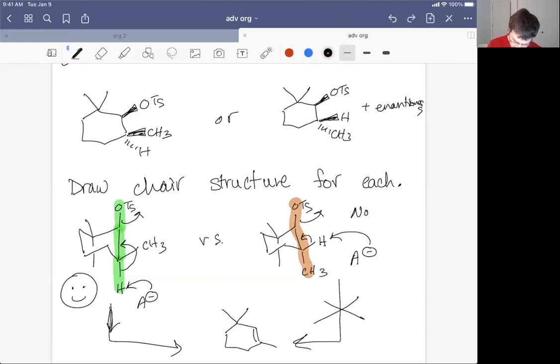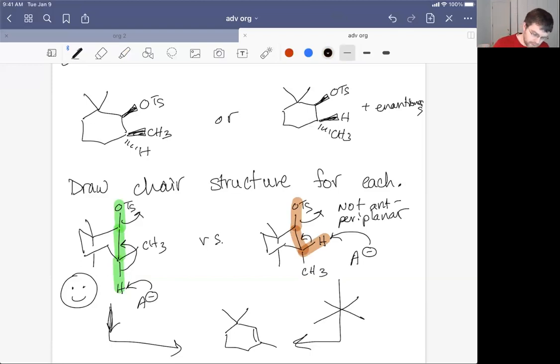And I grabbed too much, or I mean, excuse me, I grabbed the CH3. I meant to grab the H. You can see the H is kind of kinked off to the side, so this is not anti-periplanar. And so this would not form the product.